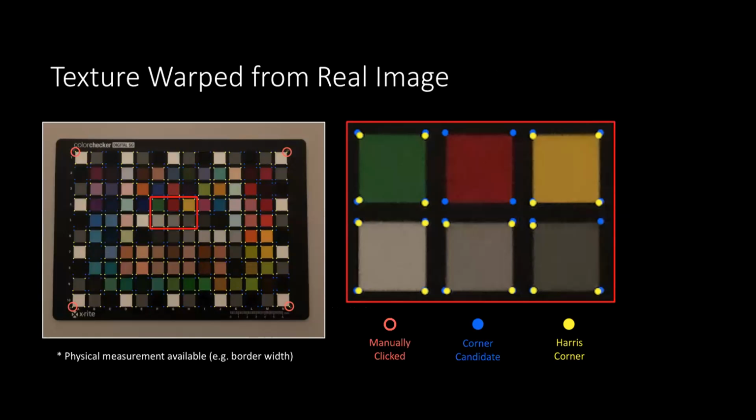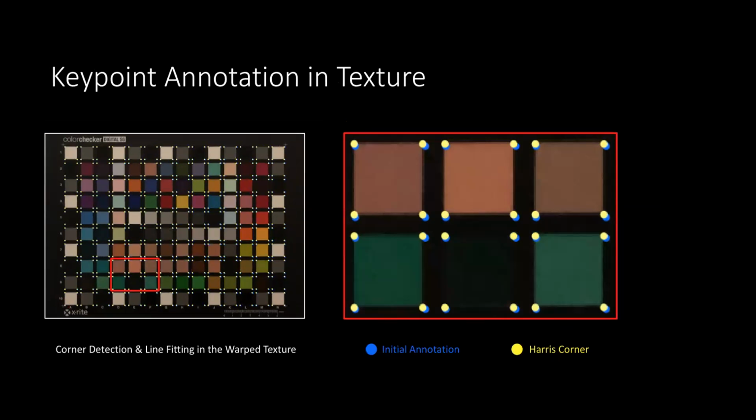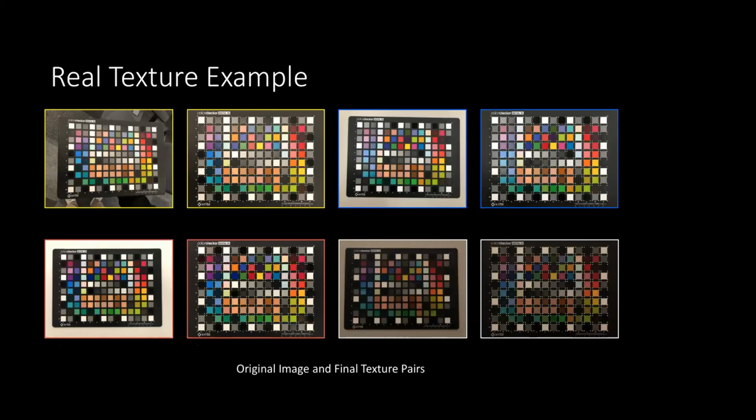And here to match the color checker key points on the real texture to key points on the mesh, we need to know the key point positions on the texture image. But don't worry, we don't need to measure them by hand. We only need to manually click four corner points, and then we can estimate corner candidates, and the Harris corner detector will complete the rectification process. And we'll then use Harris corner detector again and apply line fitting to obtain a more accurate warping. These are some examples of the texture maps.